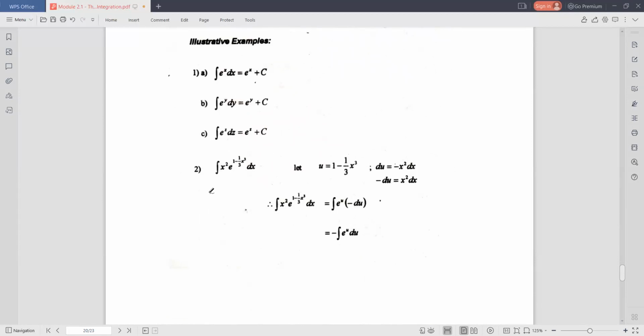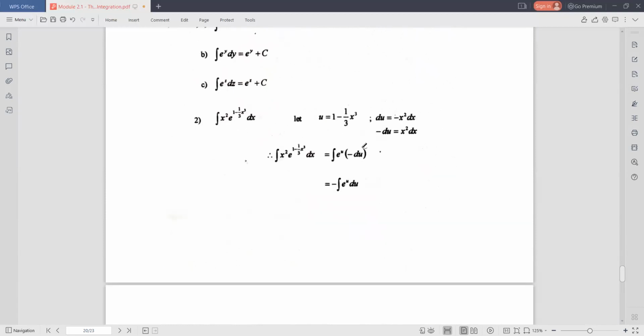maraming variable. So that is integral of x squared e raised to 1 minus 1/3 of x cubed dx. So again, substitution. So we let u as our exponent here, that is 1 minus 1/3 x cubed. Then we derive it. So we have your du now, derivative of u, that is negative x squared dx. So i-review niyo yung differential calculus yung sa last sem. Okay? So kabaliktaran lang yan ng integral.